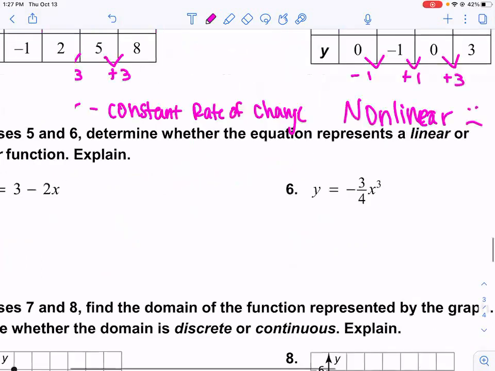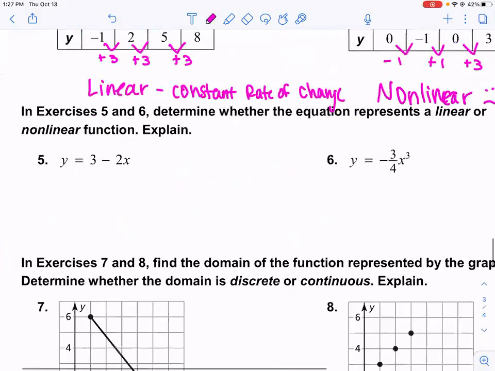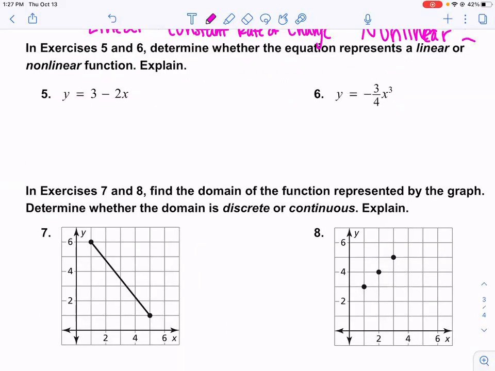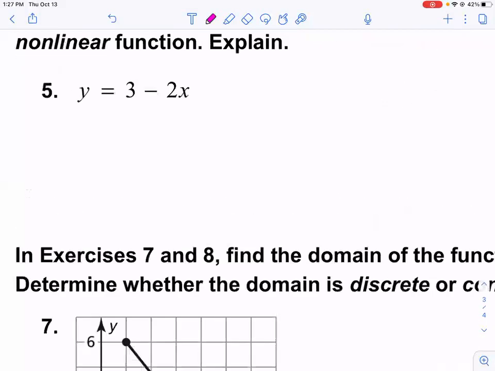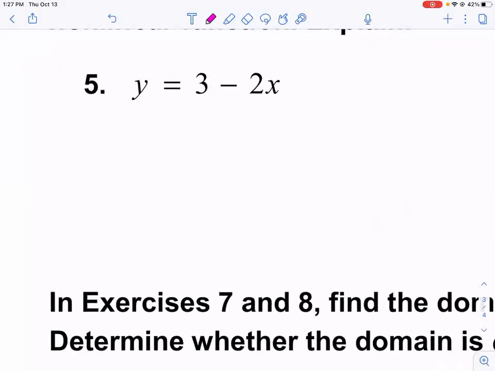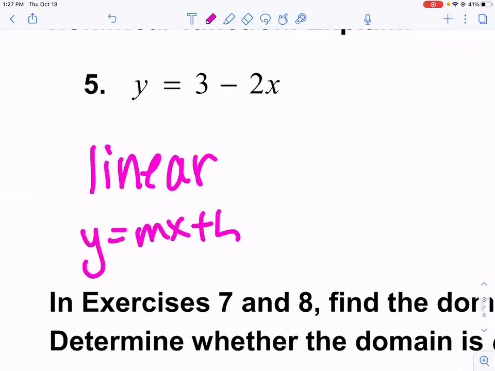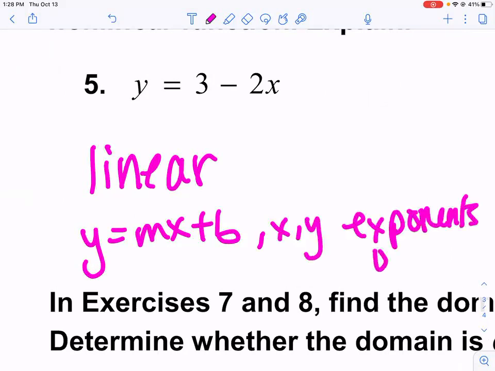Number 5. Raise your hand if you think this is a linear equation, a linear function. Everybody should be raising their hand. Number 5 is a linear function. Colin, why is it linear? Because there's no exponents. Okay. We can write it as y equals mx plus b if we just rearrange these around. X and y have exponents of 1.